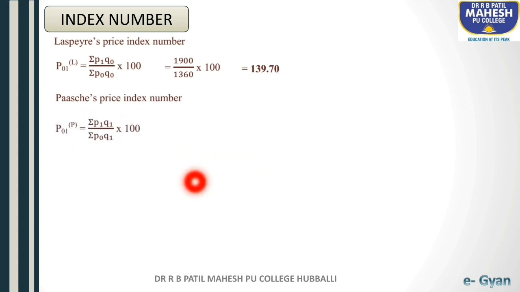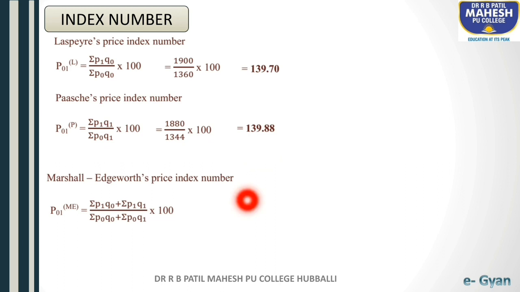Let us solve the second one, that is the Paasche price index number. The formula is summation P1 Q1 divided by summation P0 Q1 into 100. Substituting the values, summation P1 Q1 total is 1880 divided by summation P0 Q1 total is 1344. After solving, the Paasche price index number is 139.88.